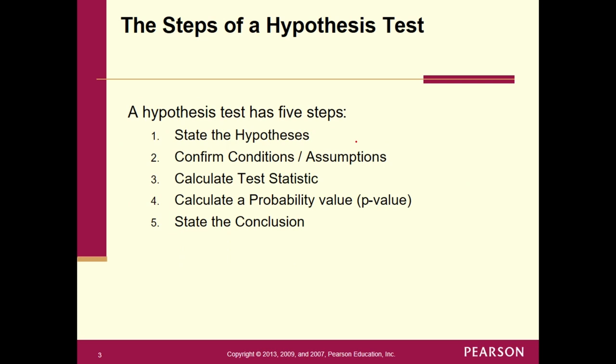There are 5 steps to hypothesis testing. You state the hypotheses. We're going to confirm the conditions, calculate what's called the test stat. We're going to calculate a probability value, which we're going to shorten to p-value because we have to put this on a computer, and probability value is too long to put on a computer. Then we're going to state a conclusion. Today we're going to talk about stating the hypotheses, calculating a test stat, calculating the p-value, and we're going to do half of stating the conclusion. When we get into specific problems, we'll talk about 2, and then we'll talk about the second half of 5.